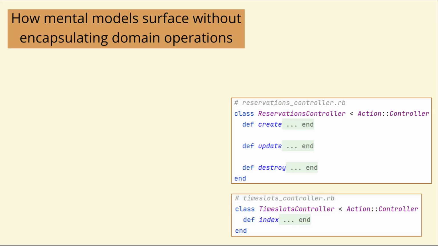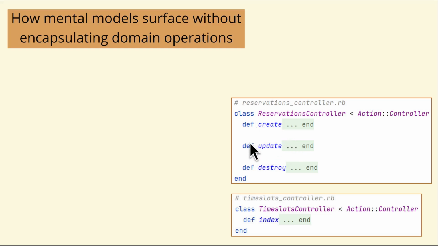Now I wanted to talk a little bit more about naming and mental models. Here I have a couple controllers with some controller actions. These aren't all of the controller actions and certainly not all of the controllers. The create action here we already know is carrying out the make reservation domain operation. And that would have been a good guess even if we didn't already know it.